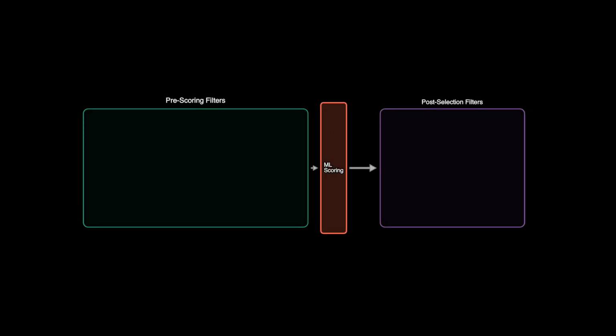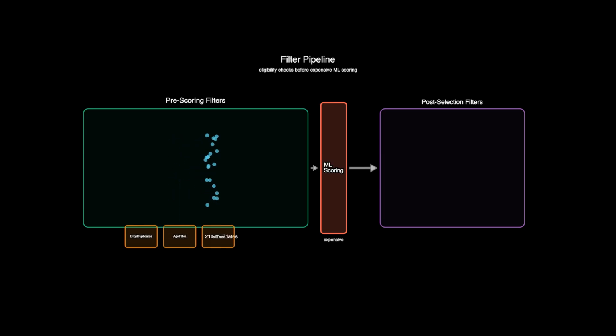Let us look at how the system ensures quality and safety. The pipeline applies filters at 2 stages: pre-scoring and post-selection. Pre-scoring filters are about eligibility. Drop duplicates filter removes duplicate post IDs. Age filter drops posts older than a threshold. Self-tweet filter removes your own posts. Retweet deduplication filter deduplicates reposts of the same content.